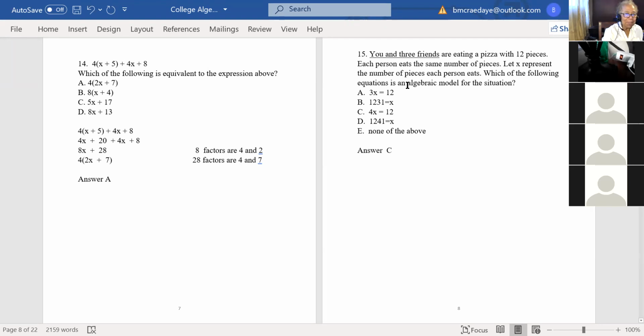See, some people made the mistake and put A. They saw 3 friends and they didn't think about, oh, it's 3 friends and you. That's it. So A is a common answer, because they didn't read carefully. It says you and 3 friends are eating a pizza with 12 slices. They come up with all sorts of tricks.